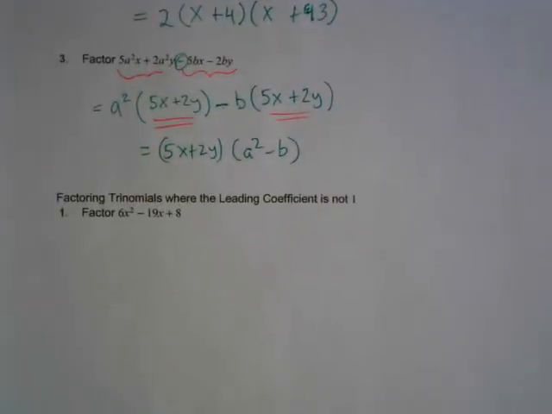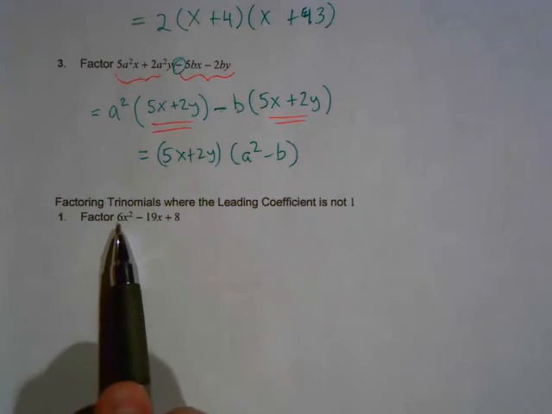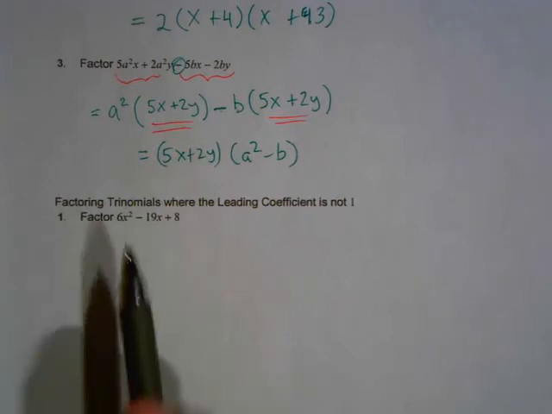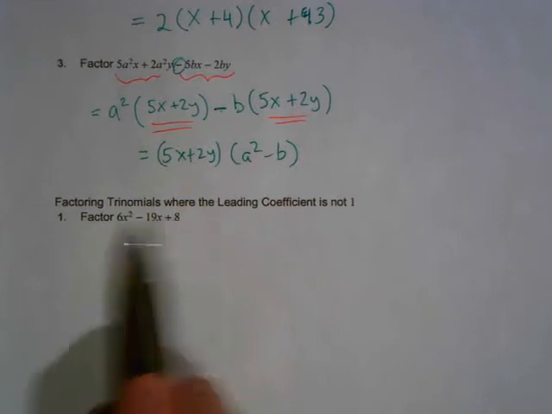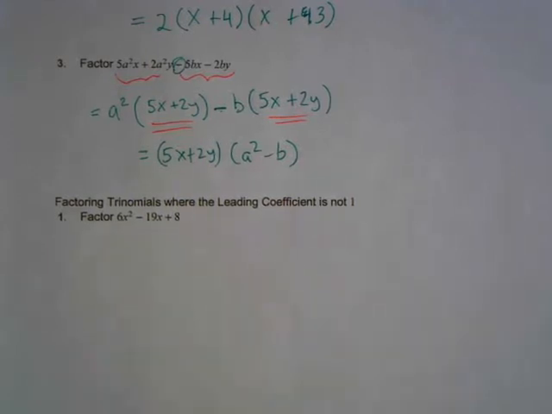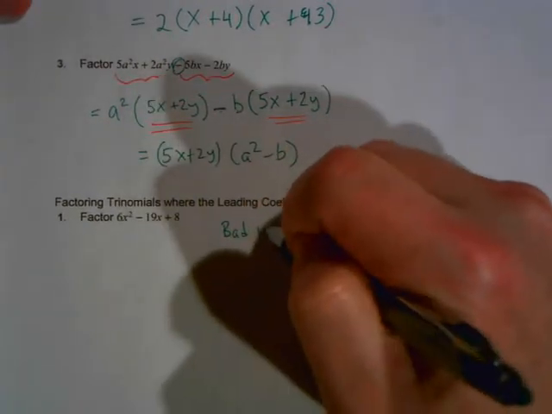So what's going to happen? We're going to have a trinomial, 6x squared minus 19x plus 8, where our leading coefficient is not the number 1, our leading coefficient is the number 6, but there is no greatest common factor. 6 and 8 have a 2 in common, but 19 doesn't have anything in common. Okay, now, there are two different ways to do this. What I would consider the good way and the bad way, and I'm going to do the bad way first. And you'll see why it's the bad way.